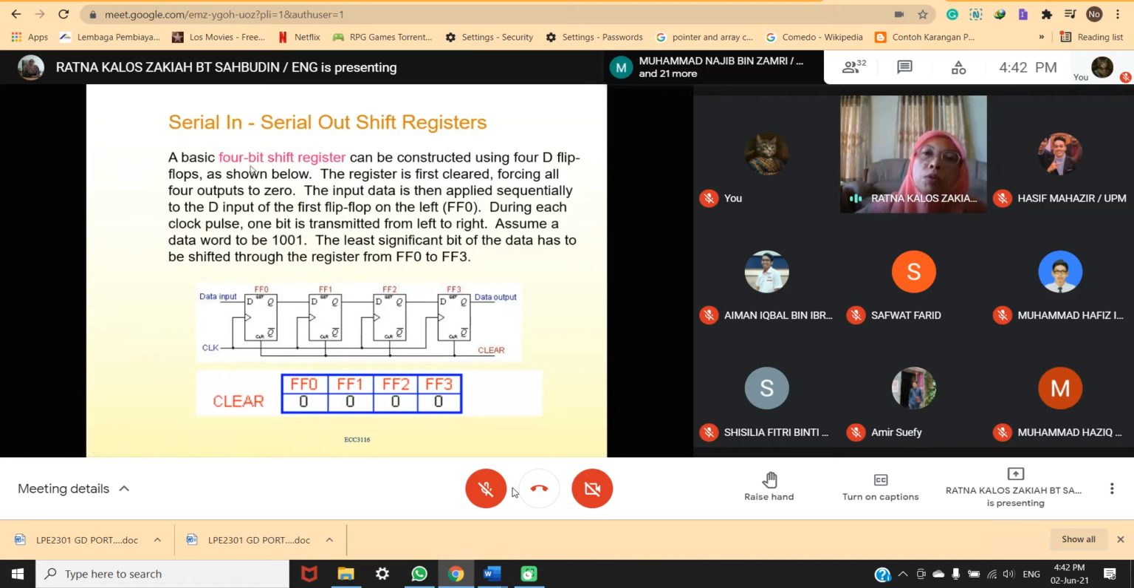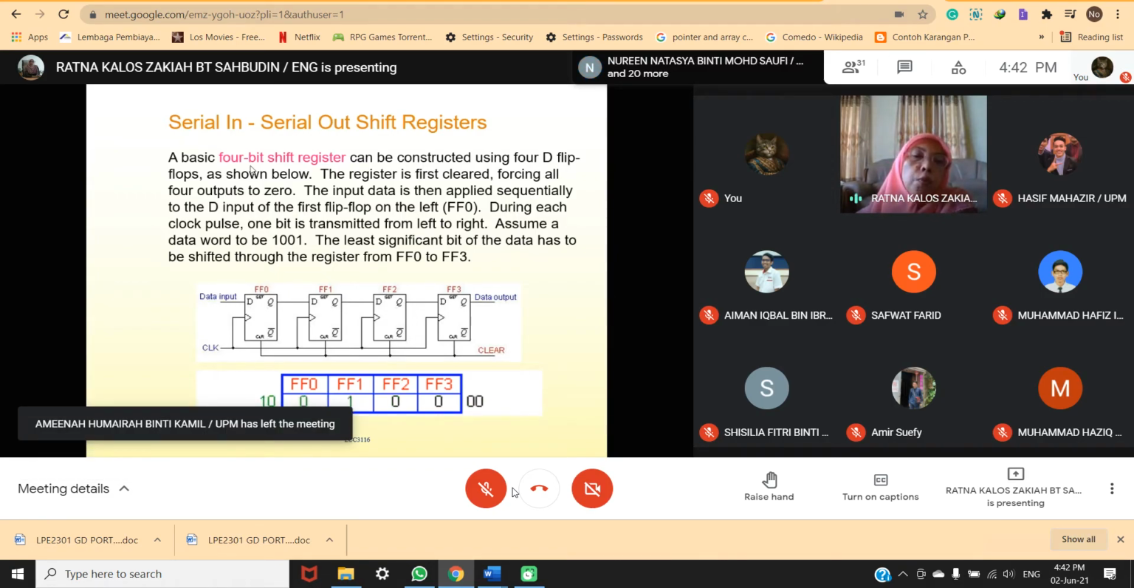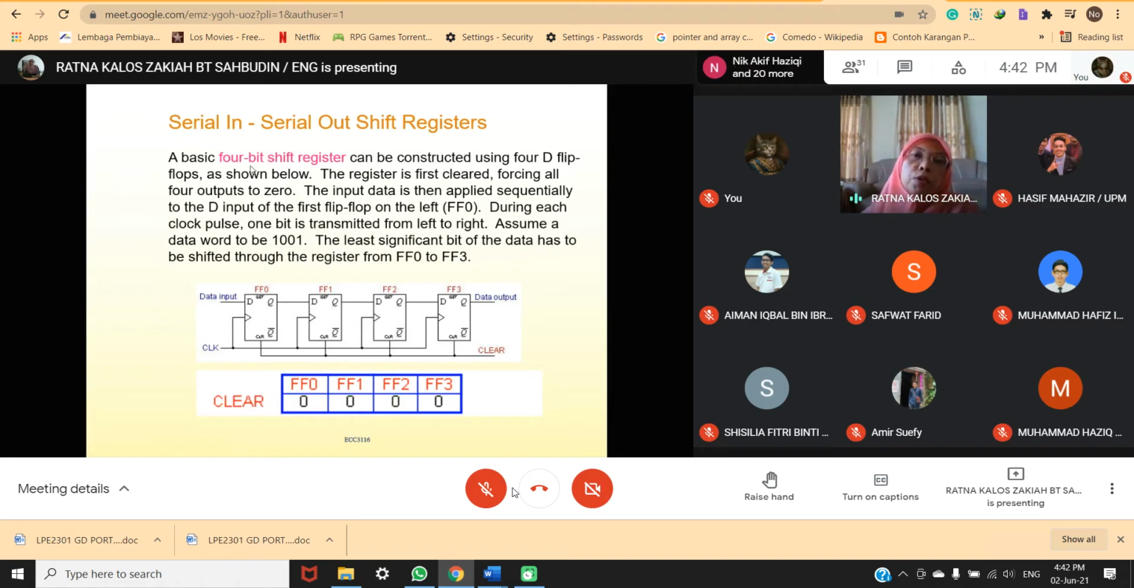Okay, so this is a basic 4-bit shift register. It can be constructed using 4 D flip-flops. As shown here, the register is first cleared, forcing all 4 outputs to 0. The input data is then applied sequentially to the D input of the first flip-flop on the left, FF0. During each clock pulse, 1 bit is transmitted from left to right.